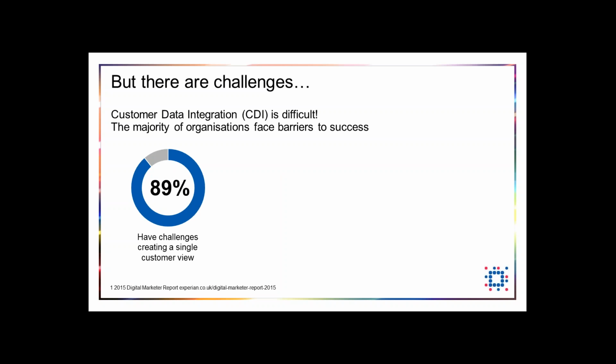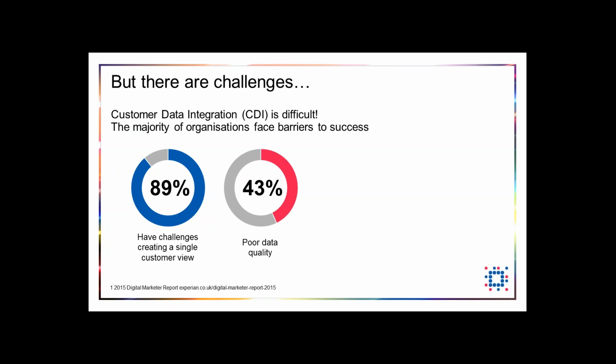So let's just have a look at some of these challenges. We spoke about the huge growth in data that is to be integrated, and there are a multitude of data capture and quality issues which act as a barrier to linkage, including data which isn't personally identifiable. When we surveyed organisations that we work with, 89% of those stated that they had challenges creating a single customer view.